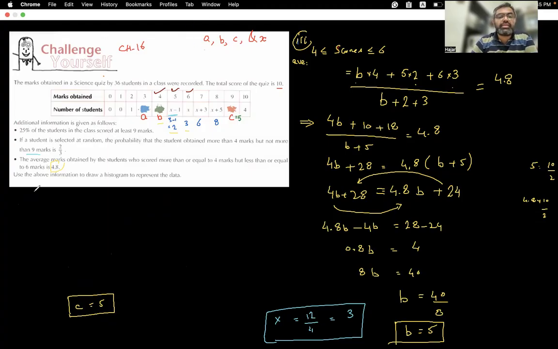Let's add everything together. How many students are there? 1 plus A plus B plus X minus 1, X plus 3, X plus 5, plus C plus 4 is equal to 36. But we already know the value of B and all the terms involving X and C. The only unknown is A. So this is 1 plus A. We are trying to find the value of A.